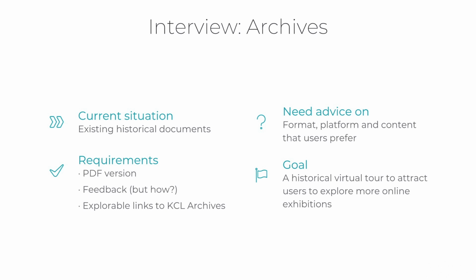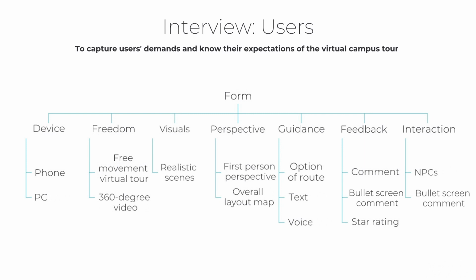We have interviewed 10 postgraduates to learn about their demands and expectations. The findings have been divided into 2 parts, form and content. For the form, users have different preferences for device, which means we could provide different virtual tours on PC and phone. For the details of the virtual tour, users prefer free movement virtual tour and 360-degree video with realistic scene, first-person perspective, overall layout map, optional voice and text guidance, and NPC interaction.